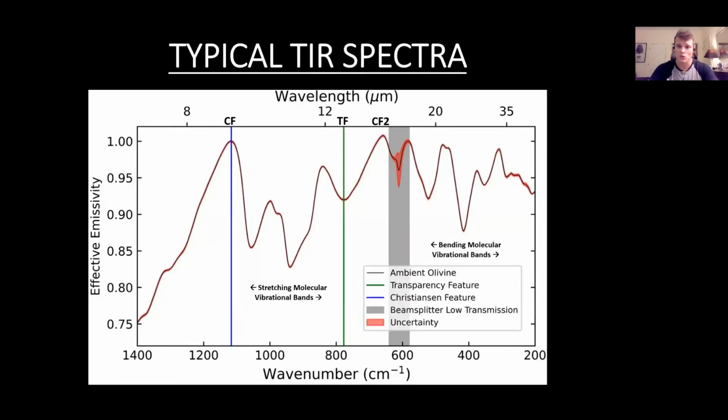So here's what a typical thermal infrared spectra looks like coming from Pascal, which we have in our lab. You can see different features here. We have a Christensen feature, which is the CF. The TF is the transparency feature. There's a second Christensen feature labeled CF2. We also have stretching molecular vibrational bands off to the middle/left, and bending molecular vibrational bands off to the right. There is also a gray region here, which has a low transmission due to the beam splitter. There's nothing particularly important there for this investigation, so just to be noted.